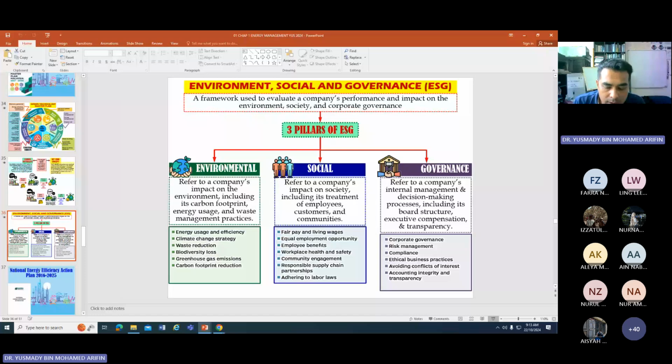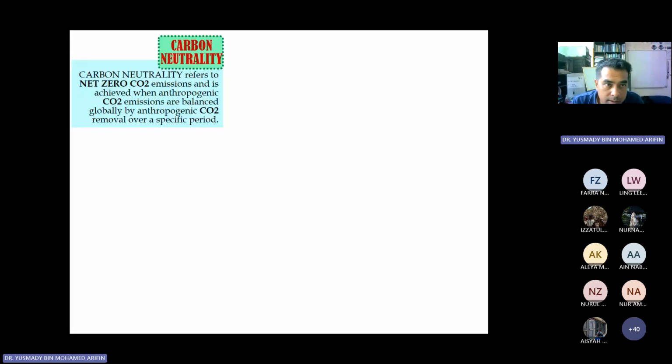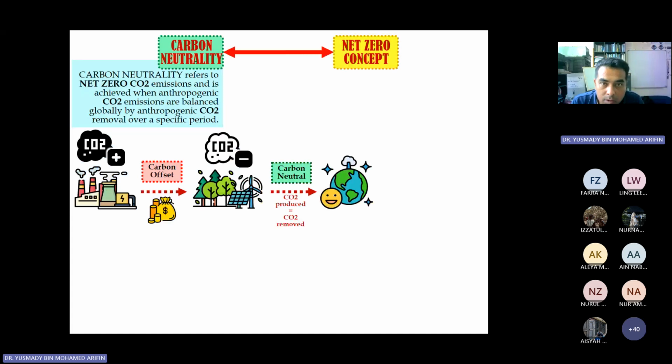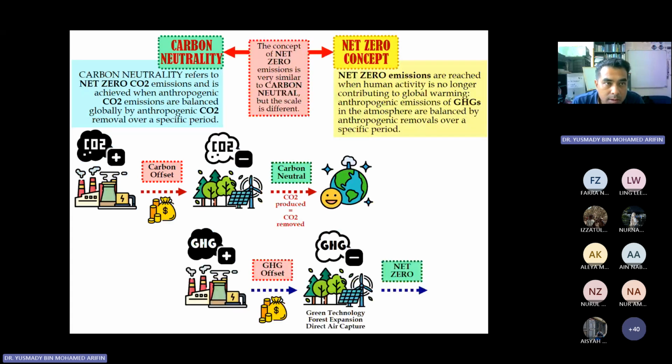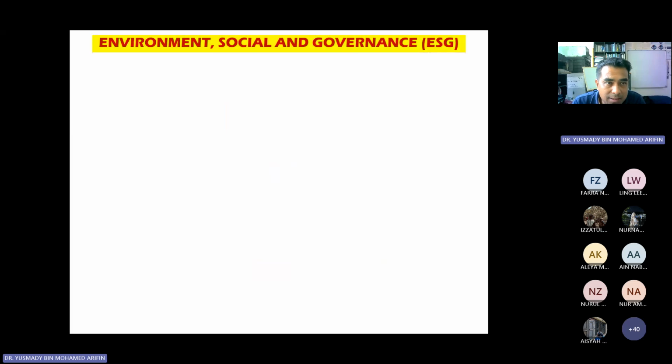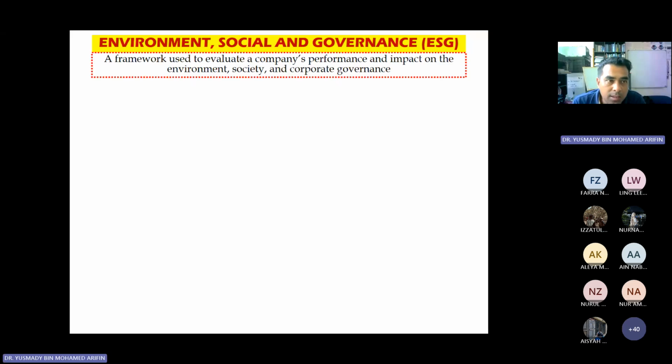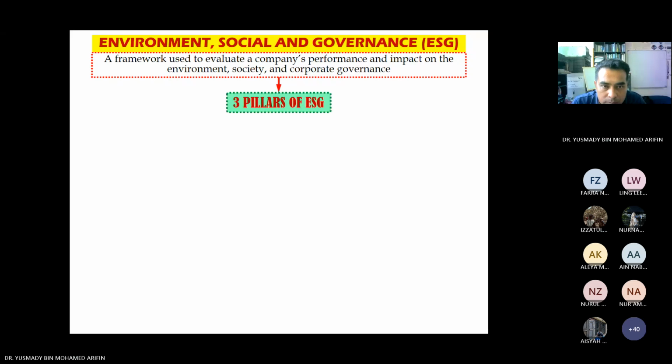Okay, nanti bila you kerja nanti, probably mungkin you akan jumpa certain term that we call ESG. So ESG stands for environment, social, and also governance. Okay, ESG concept or ESG mechanism. Actually ESG is a framework used to evaluate a company's performance and impact on the environment, society, and also corporate governance. So mungkin you kerja nanti ataupun you ada company sendiri, nanti you akan jumpa lah yang ni ESG.